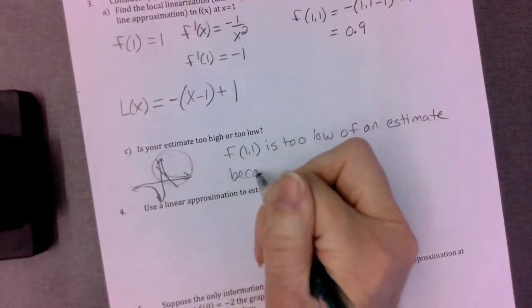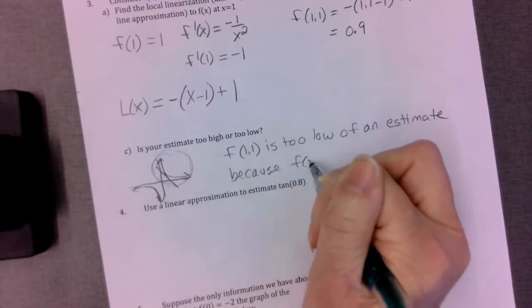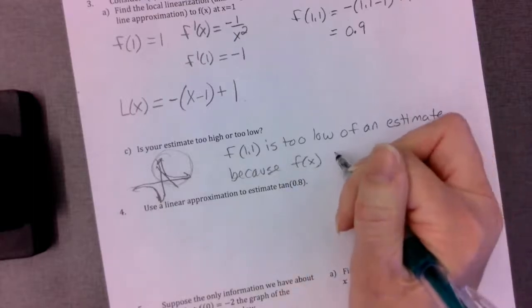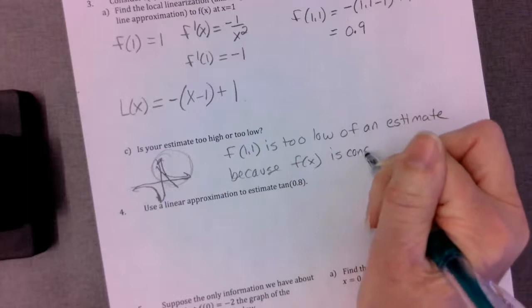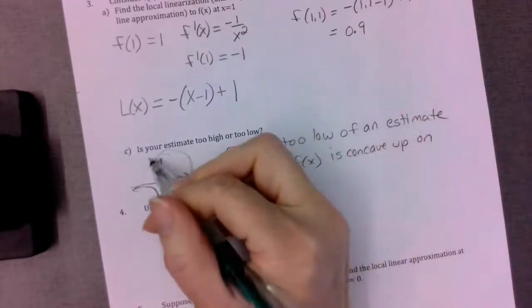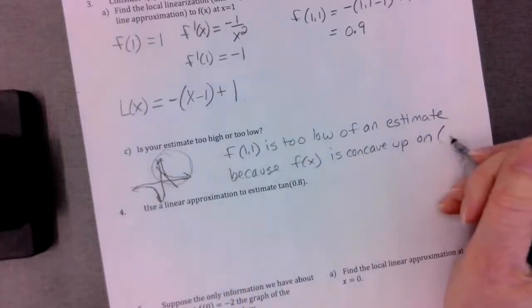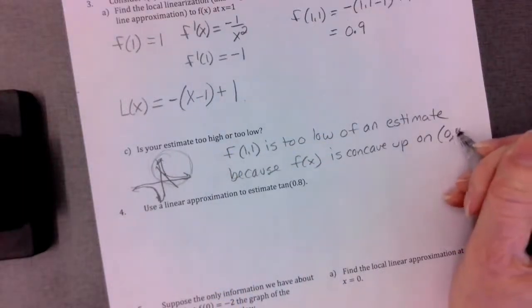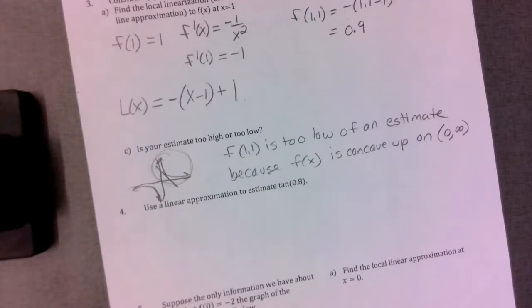because f of x is concave up on, and I'm just talking about this section of the graph, so I'm just going to say from 0 to infinity, because that includes the 1.